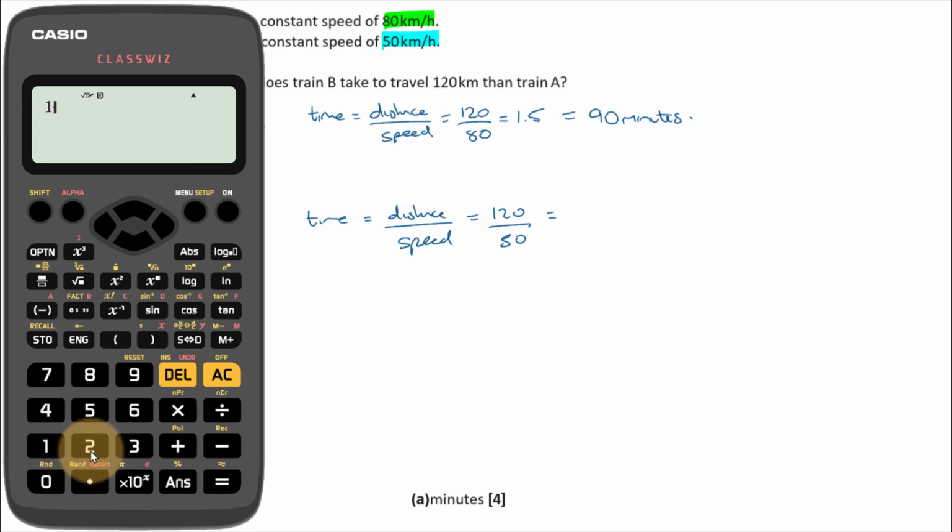What's that then? 120 divided by 50 comes out to be 2.4. Okay, now what is that in minutes? Well, if I press the little circle dash double dash button, you can see that converts to 2 hours and 24 minutes. Okay, so 2 hours and 24 minutes, that is 60, 60 and 24, 120, 144 minutes, isn't it?